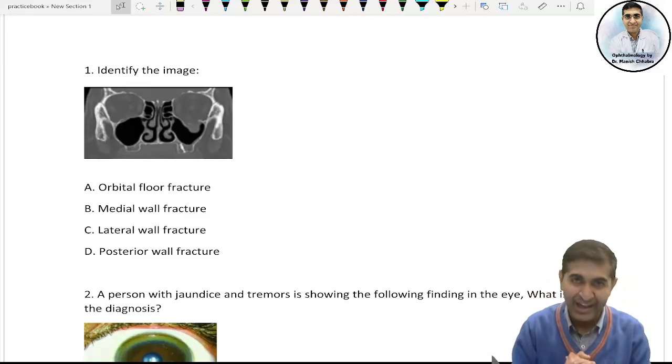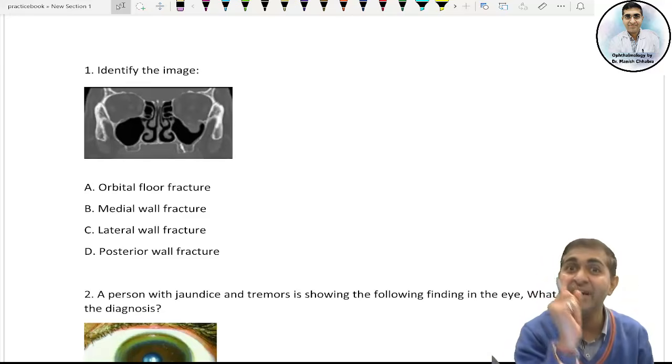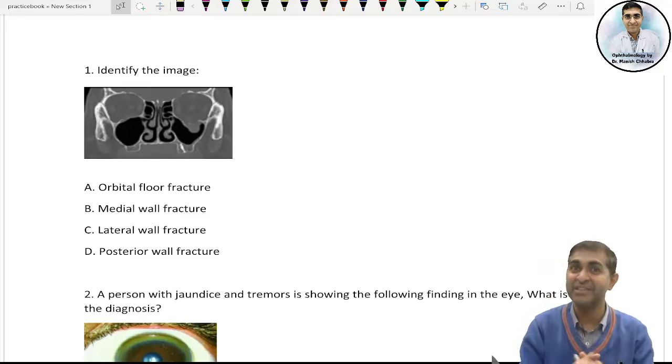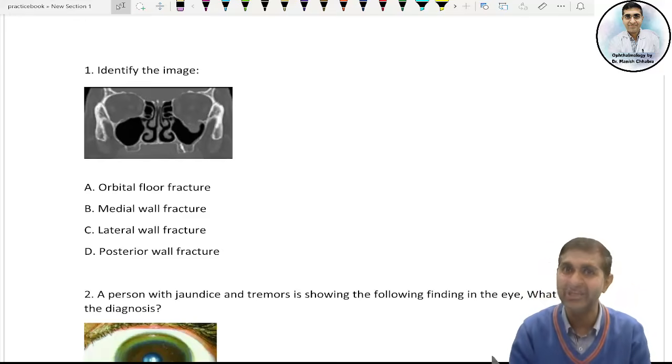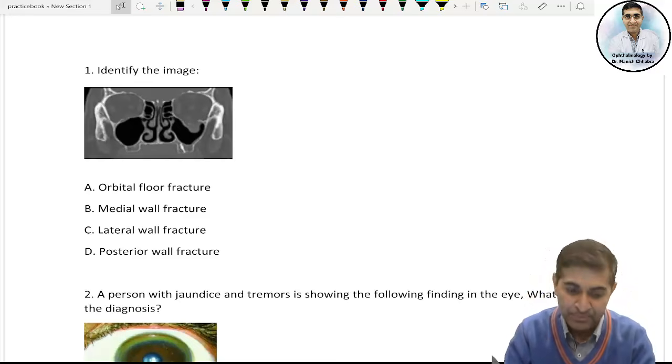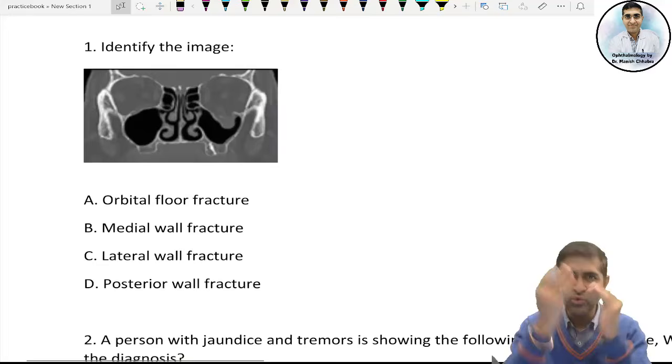And as I always say, even one MCQ has the ability to shift your party destination from Malaysia to Mahabaleshwar. That is so much of competition involved in your PG entrance competitive exams. So with this, let's do the first question.